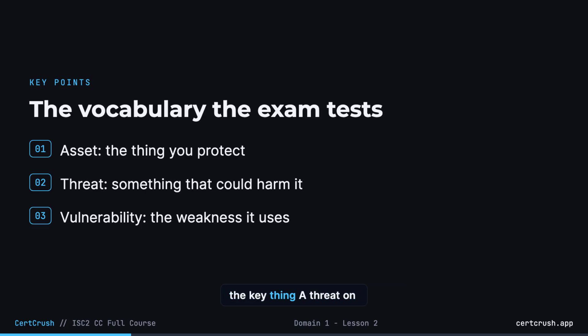Here is the key thing. A threat on its own is not a risk. A vulnerability on its own is not a risk. Risk is what you get when a threat can actually reach a vulnerability in one of your assets. A burglar in another country is a threat, but if your door is bolted, your risk is low. So how do we measure it?